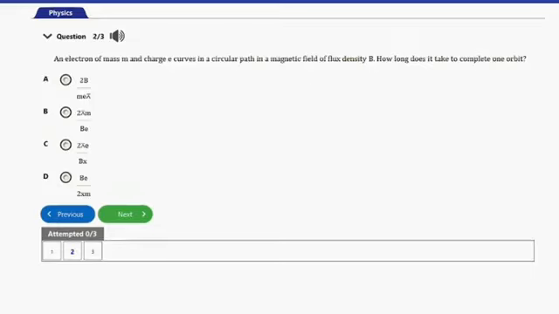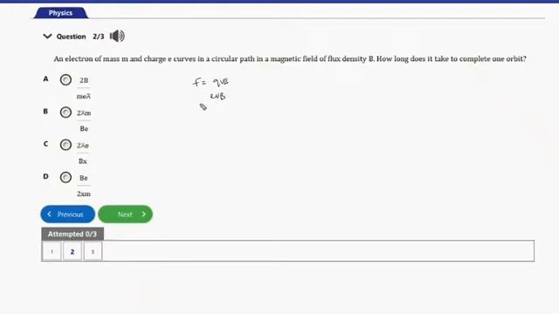It says, an electron of mass m and charge e moves in a circular path in a magnetic field of flux density B. How long does it take to complete one orbit? So guys, to know how long it takes to complete one orbit, we are going to recall that F is equal to QvB. But guys, in this question, we are going to use e instead of Q, since the charge is represented as e here in the question. So that will be evB.